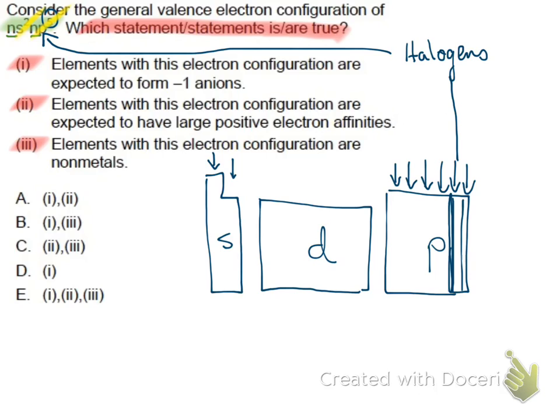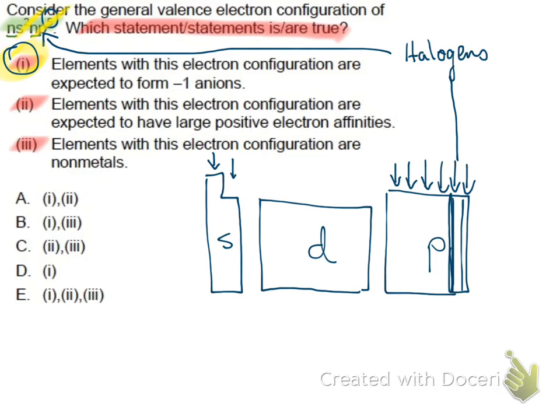And again, we find that this corresponds to the halogens. So then let's examine each one of these answer choices, assuming that we're talking about the halogens. Answer choice number 1 is saying that elements with this electron configuration are expected to form -1 anions. Well, we know that it's one away from being a noble gas, so it would like to gain one more electron in order to be a noble gas. When it gains one more electron, that'll be a -1 anion. It probably won't gain any more electrons because it already has that noble gas configuration. And so I would say that's true.